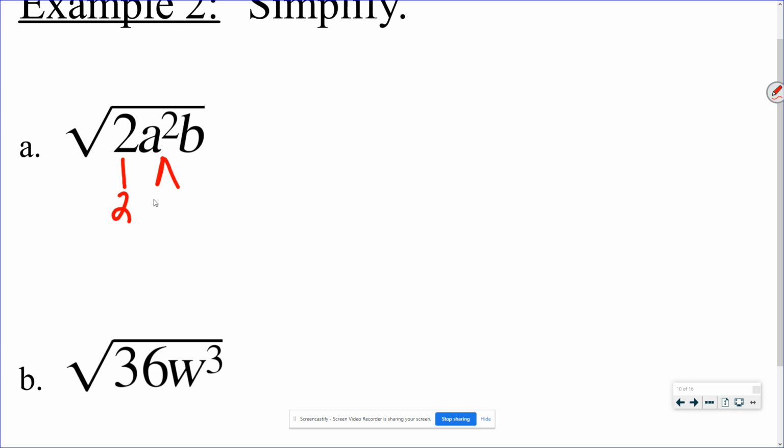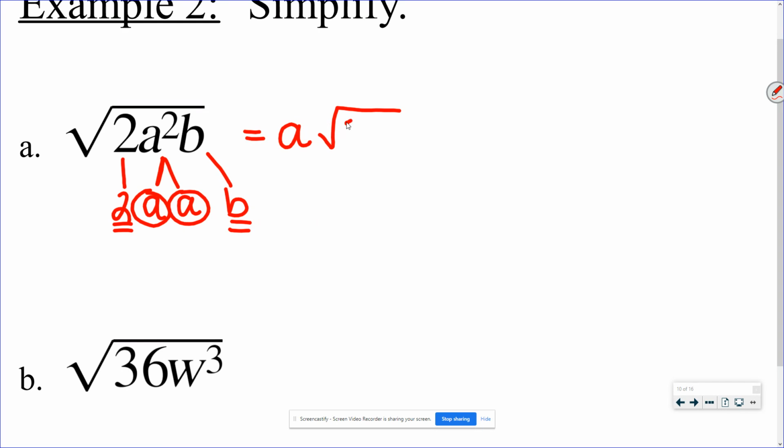I'm going to also do a factor tree for my letters. So a squared means a times a, and I just have a single letter b. So I'm looking for that match, 2 things that are alike, right? Well, I have 2 a's, so that means I can take an a out of the radical because it has a match, and then anything that is remaining, I will put back inside the radical with a times sign between them. And then we're going to simplify.